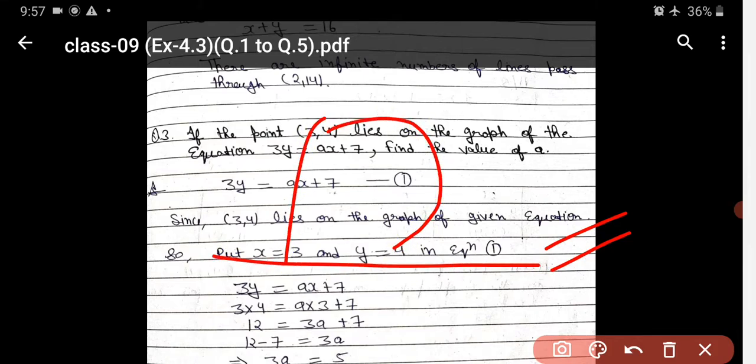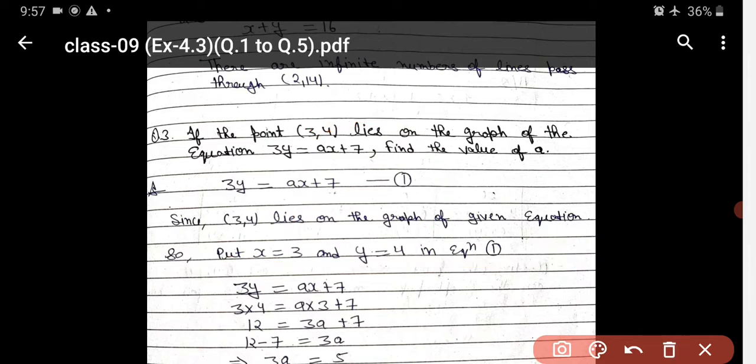Since (3, 4) lies on the graph of the given equation, this point satisfies the equation. Satisfied means put x equal to 3 and y equal to 4 in equation number one, because it lies on the graph of this equation.